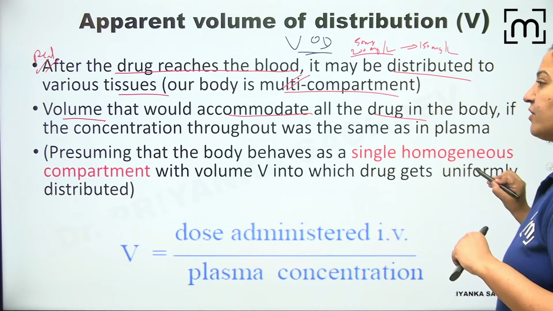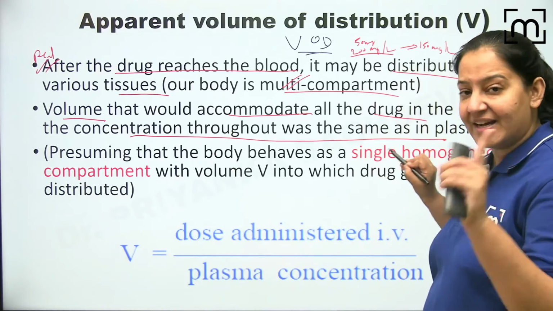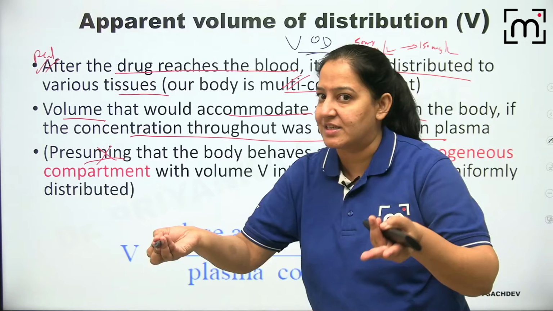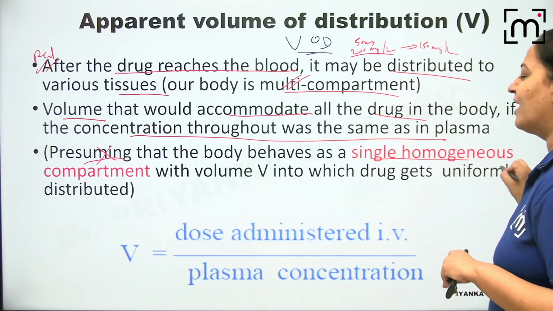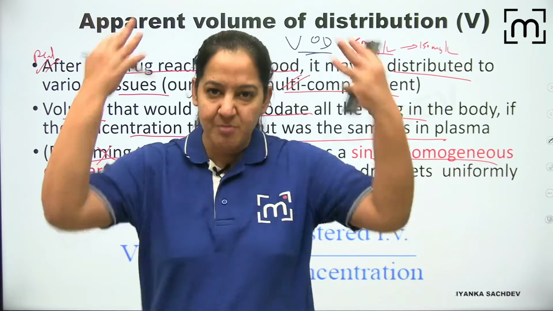To accommodate all the drug in the body, if the concentration throughout is the same, and we are presuming, this is not reality, we are presuming it. We are presuming the body as a single homogeneous compartment having only blood and no other tissue. Is it the case? No, we have multiple organs.